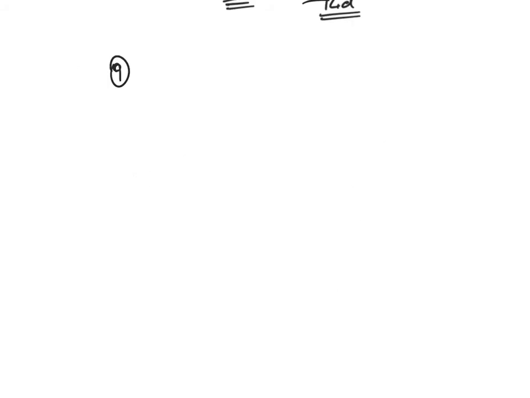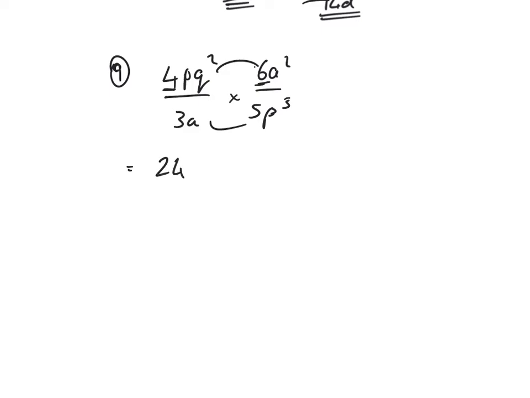Okay, example 9. 4pq squared over 3a multiplied by 6a squared over 5p cubed. Multiply top and bottom. 4 times 6 is 24. I'll then get p times q squared times a squared. That's fine, that's just pq squared a squared. Okay, 3 times 5 is 15, and I've got a times p cubed, ap cubed.